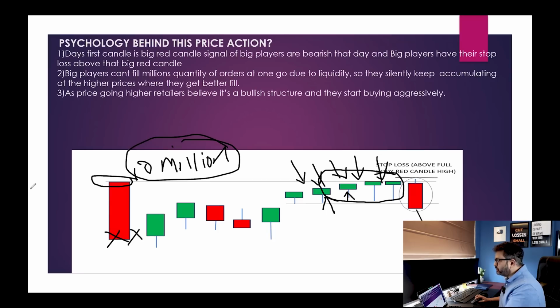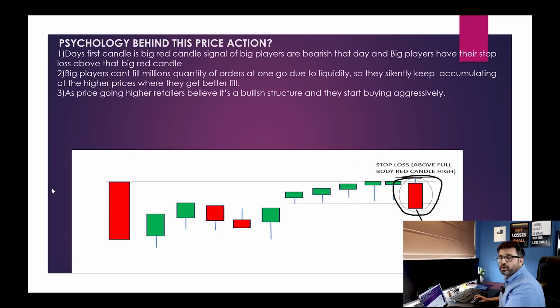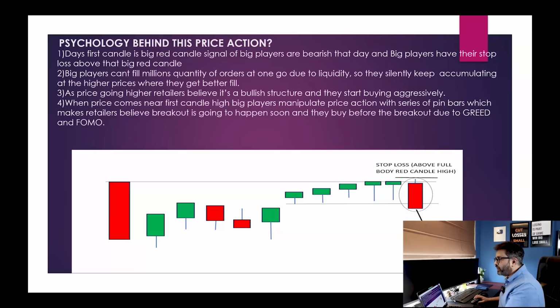Now what will they do? They will sell off all 10 million lots, and that leads to a big bearish candle, and it leads to panic in the market. That means buyers who went long here at the opening are all getting trapped now, right? They all got trapped because they had their stop loss here. There was a big stop loss here. All buyers, retailers got trapped here.